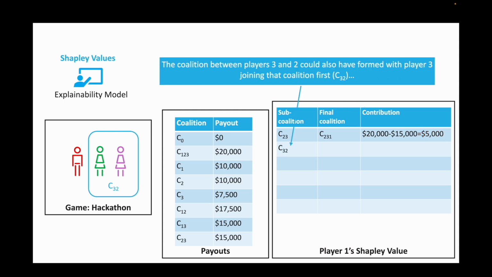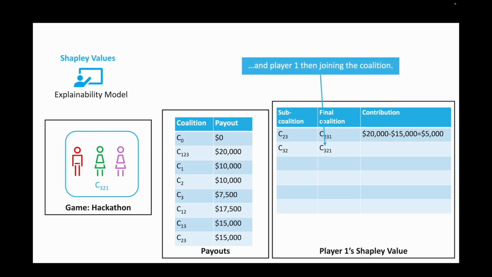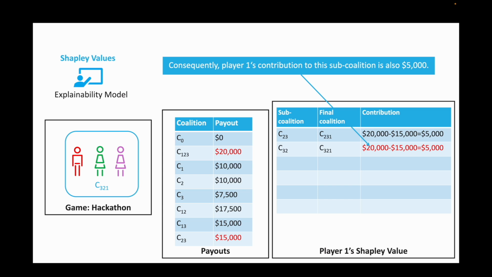The coalition between players 3 and 2 could also have formed with player 3 joining that coalition first, C sub 3, 2, and player 1 then joining the coalition. Consequently, player 1's contribution to this subcoalition is also $5,000.